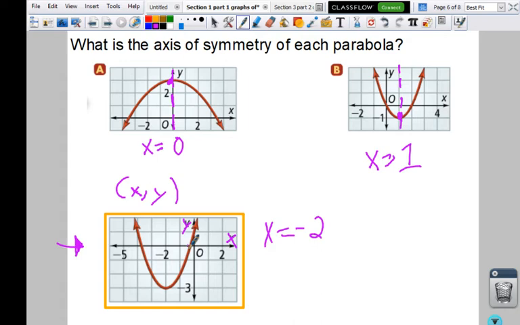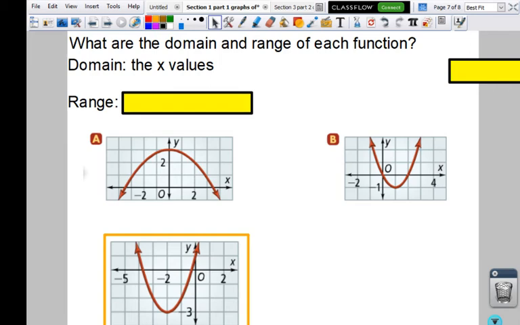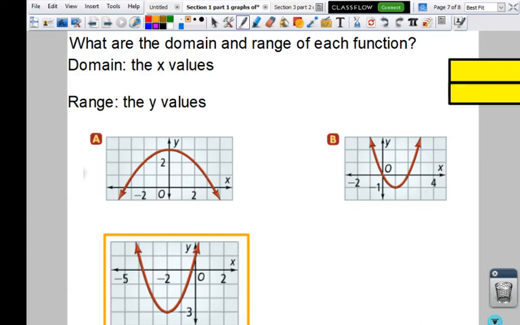All right, so we've got one last thing. We are also going to look at the domain and the range, which we've talked about before. Anybody remember what domain is? The x's listed from smallest to biggest. So in other words, your domain is your x values and your range is your y values. We're not going to list them individually like we did before.